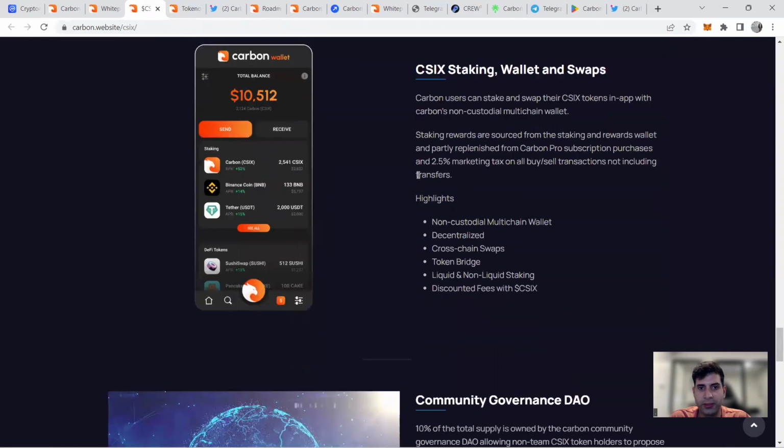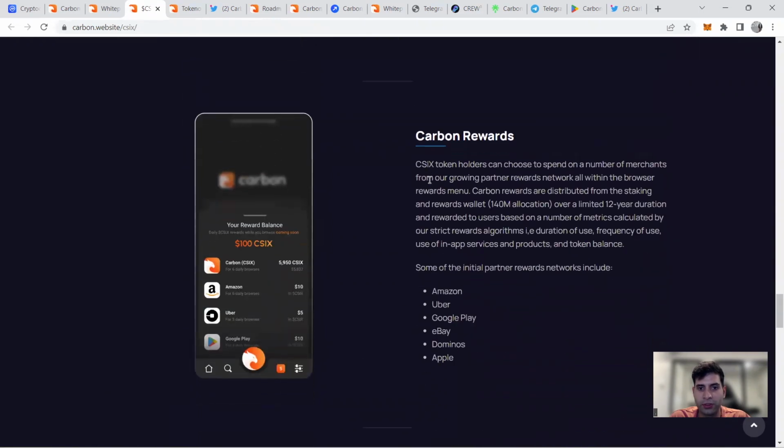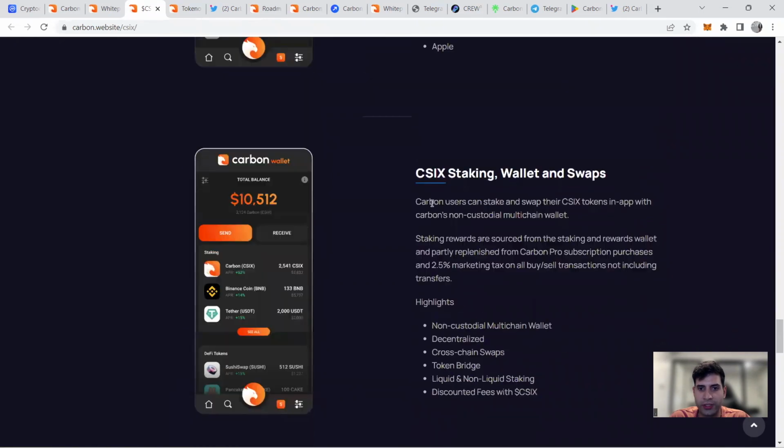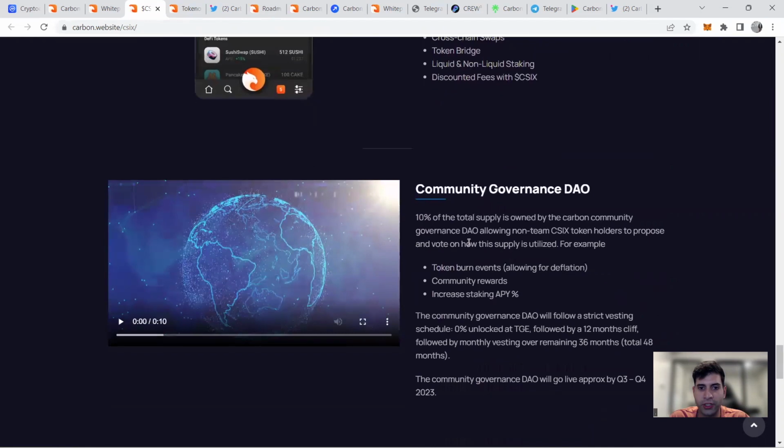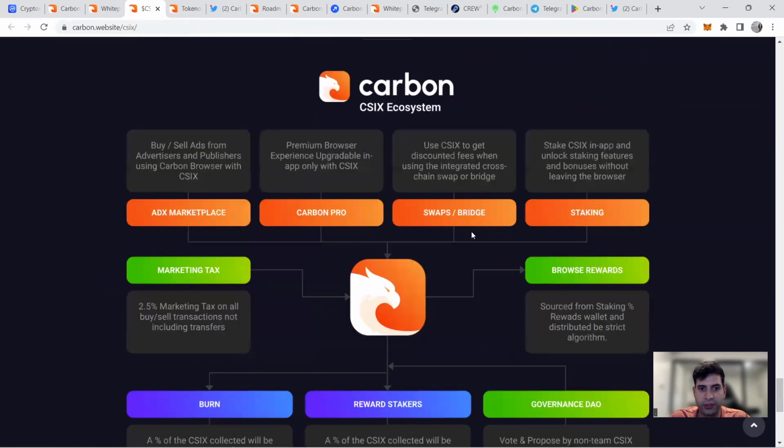And here are, as I said, the Carbon Pro and Carbon rewards where you can use it, and the staking mechanism as well, which is going to be really good to use with the wallet. This is the UI of how it looks in the future, and also the community ecosystem.